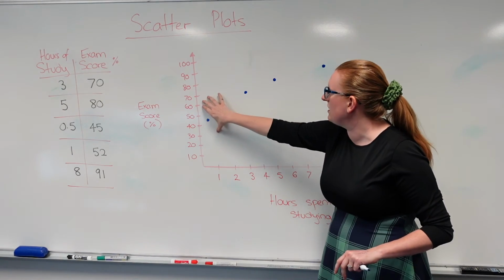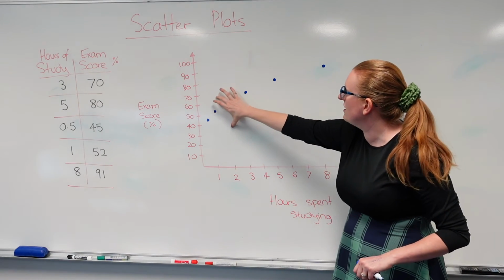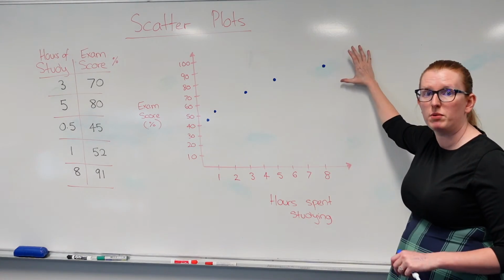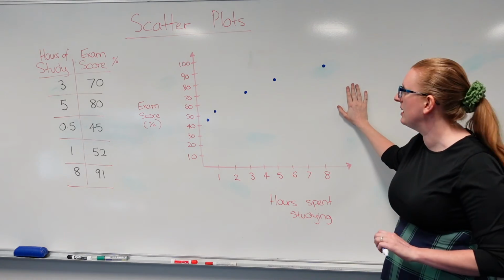Okay, so we are going to cover correlation in a bit in another video, but here you can see there's a very clear line. The less they study, the worse they score, and as they study more and more, the hours of study go up, their scores go up. So there is a direct positive correlation here, but we'll cover that in a bit.